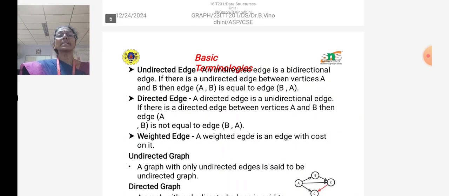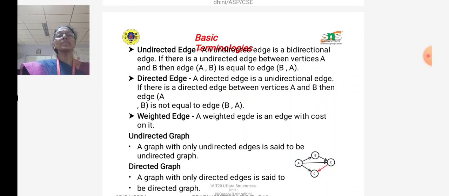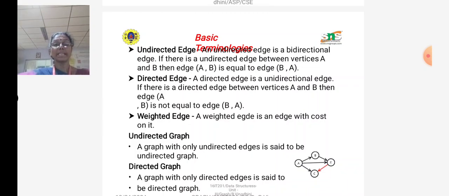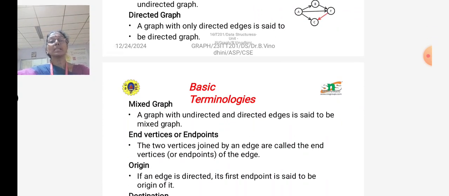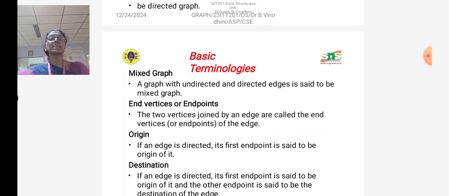Next is an undirected graph. A graph with only undirected edges is called an undirected graph. Based upon undirected, directed and weighted edges, the graph is also classified as undirected, directed and weighted graph. And next is a mixed graph. A mixed graph is a combination of undirected and directed edges.